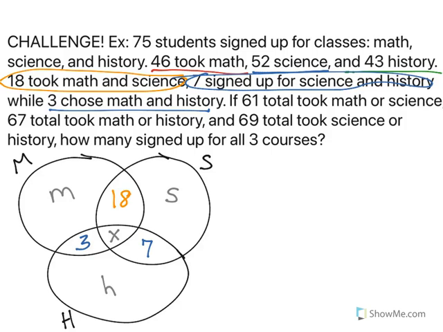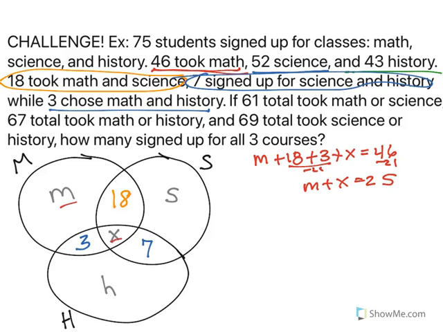So this one is getting into some equations. I'm going to start using everything I know. 46 took math. That means math plus 18 plus 3 plus x equals 46. Well, 18 plus 3 is 21. If I subtract 21 from both sides, math plus x is 25. So these 2 numbers have to add up to 25. Now 52 in science. I can do the same thing. Science plus 18 plus 7 plus x is 52. Let's subtract 25. So science plus x is 27.